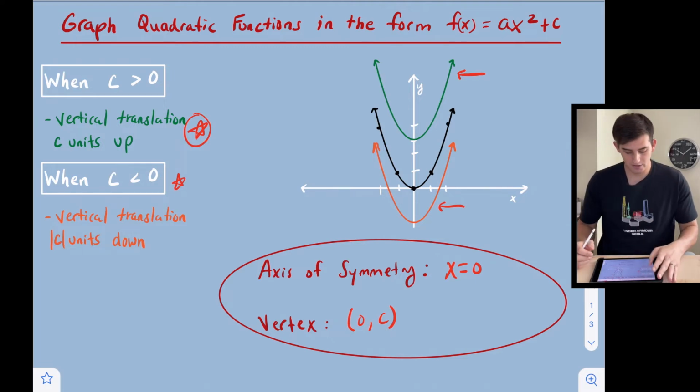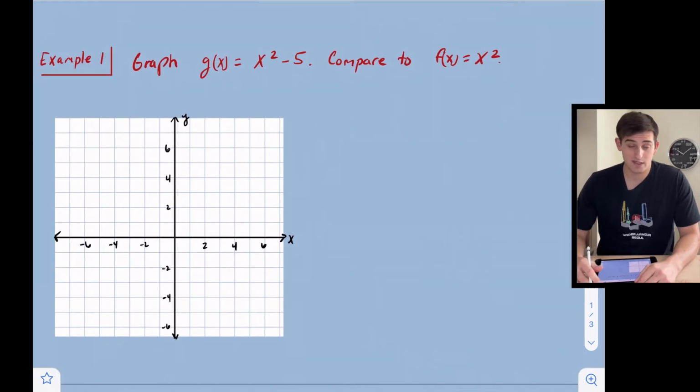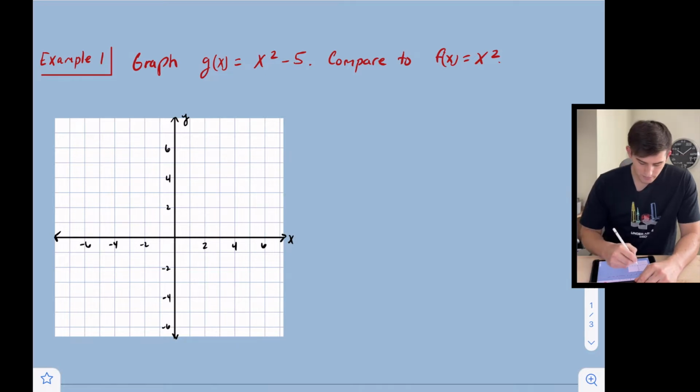Okay, so let's look at a couple examples here. Example 1 says we're going to graph g of x equals x squared minus 5 and compare it to our parent function. So let's graph the parent function: (0, 0), (1, 1), (-1, 1), (2, 4), and (-2, 4). Okay, so here's our parent function right there.